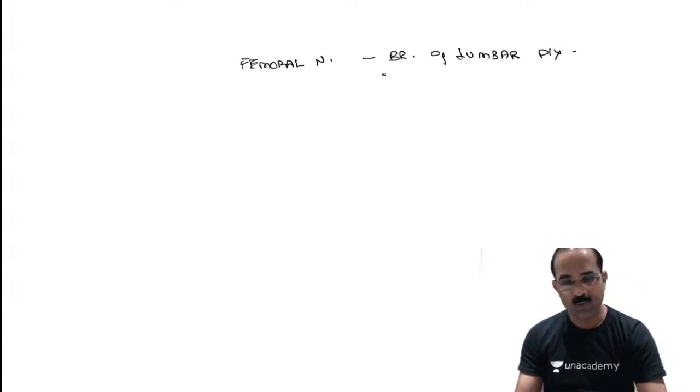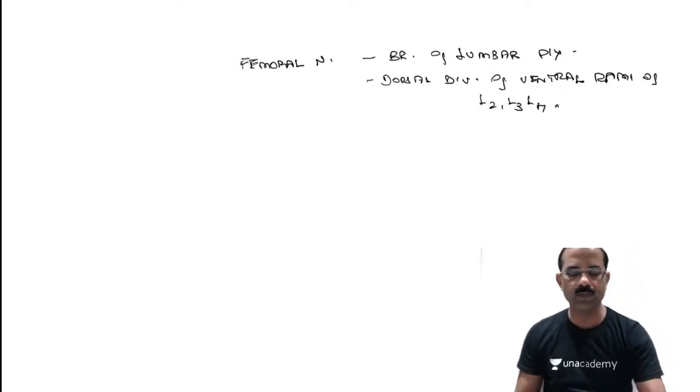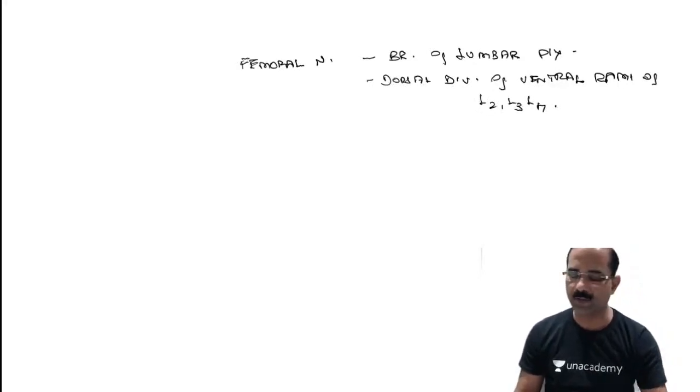What is the root value of the femoral nerve? It is formed by the dorsal divisions of the ventral rami of L2, L3, L4. Okay, dorsal division. Yes, very good. It is formed by the dorsal division of the ventral rami of L2, L3, L4.